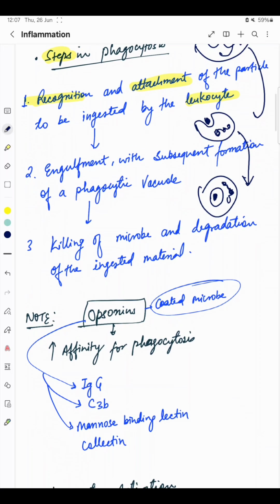One important terminology is opsonin. What are opsonins? They basically increase the affinity for phagocytosis. They coat the microbes and increase their affinity for phagocytosis. Examples of opsonins are IgG, C3b, mannose binding lectin, and collectin.